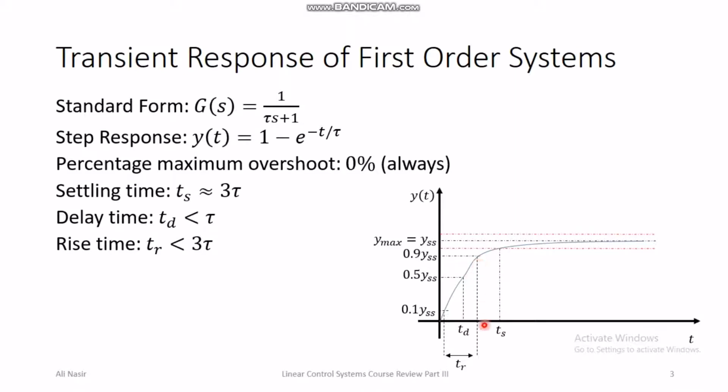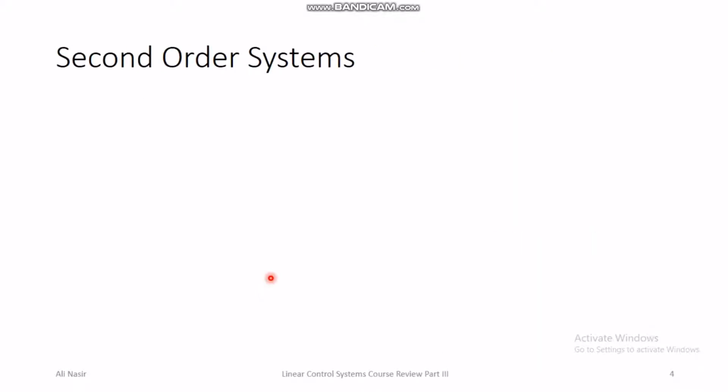And the settling time is about 3 tau, the rise time is less than 3 tau, the delay time is less than tau, and so on. So this is a depiction of how the first order system step response looks like. Then there are second order systems.